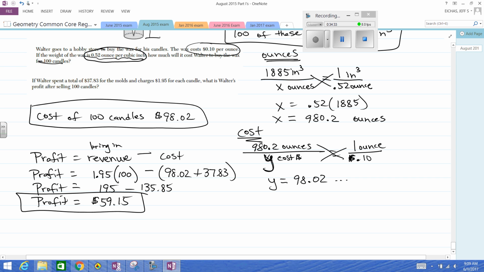So there it is. Very tricky problem. Hopefully this is helpful.